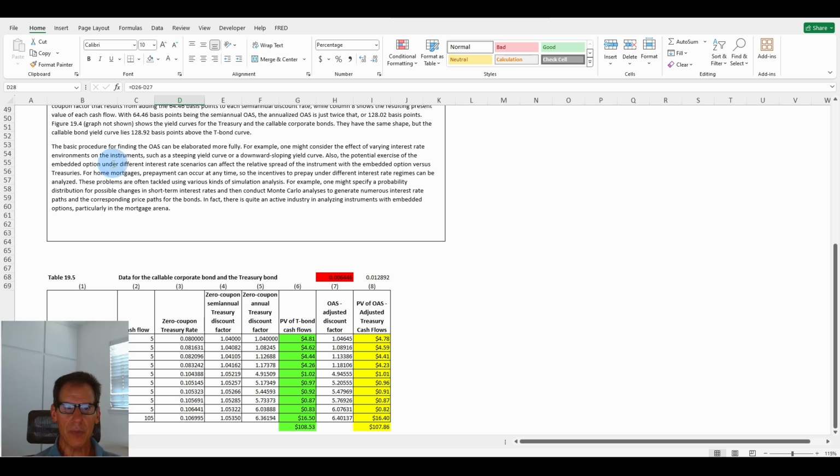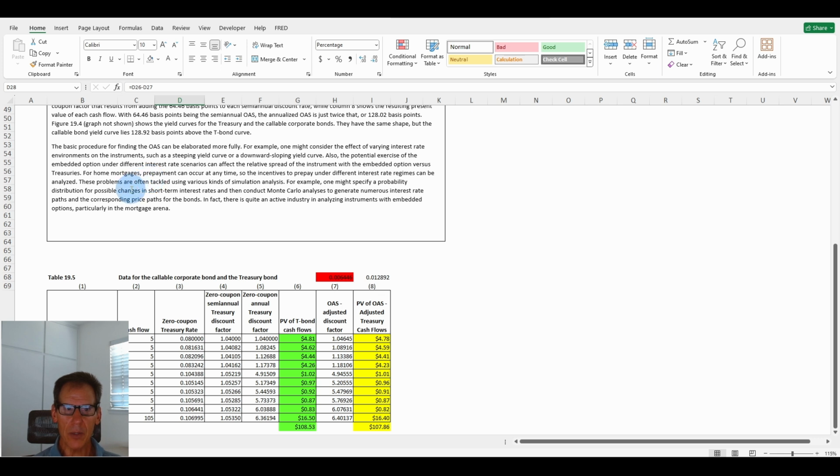The basic procedure for finding the OAS can be elaborated more fully. For example, one might consider the effect of varying interest rate environments on the instruments, such as a steepening yield curve or downward sloping yield curve. Also, the potential exercise of the embedded option under different interest rate scenarios can affect the relative spread of the instrument with the embedded option versus Treasuries.